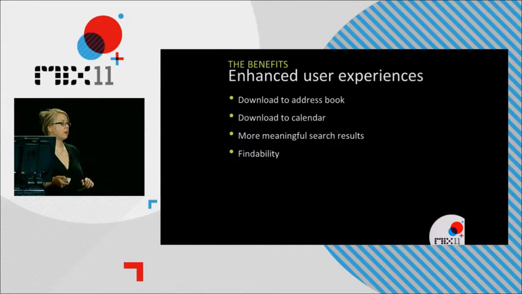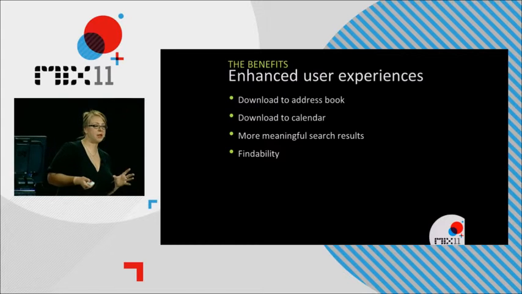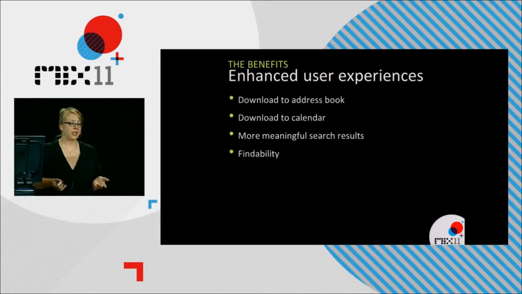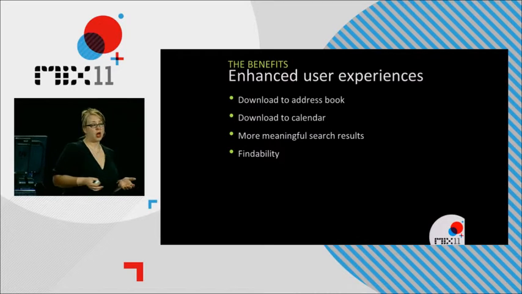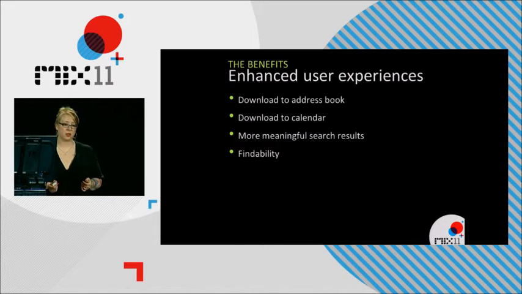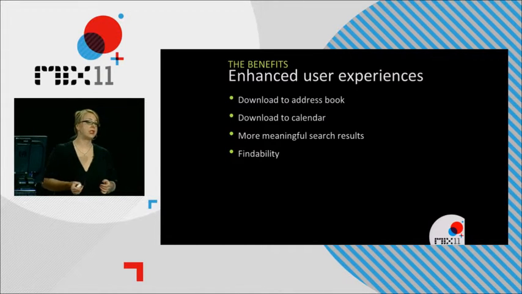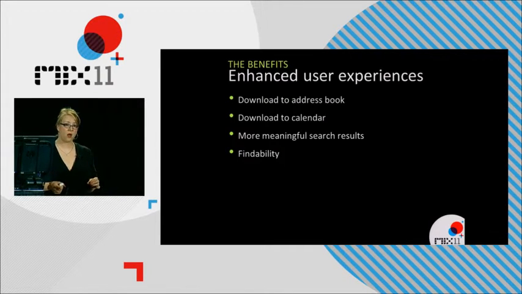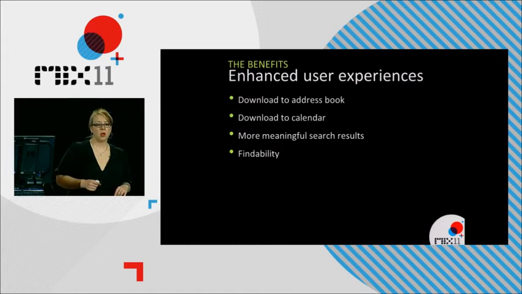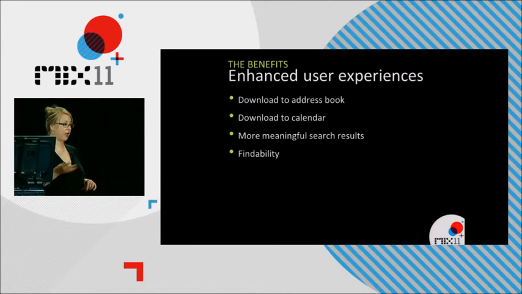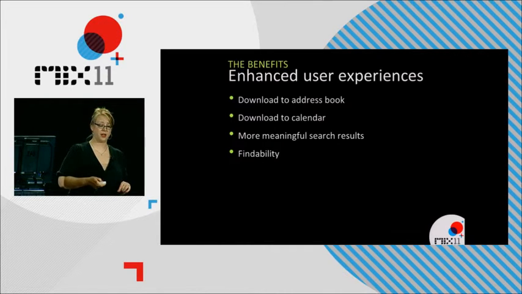Additionally, because we've given some machine readability to the content, there have been machines developed that allow users to have better experiences. For example, hCard for contact information allows users to download contact information to their address books. Similarly, hCalendar for event information allows users to download those events to their calendar applications. Microformats are also leading to more meaningful search results and helping content on websites become more findable.